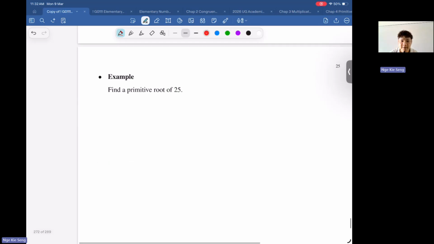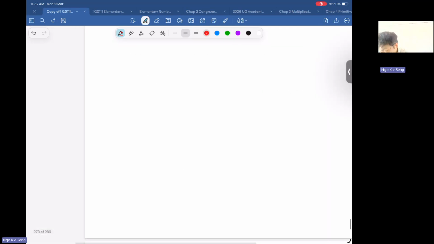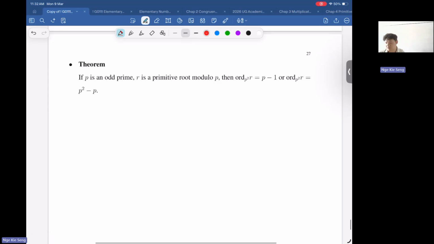Next, shall we do this or do an example? Let me see. Maybe we do the theorem first. Next theorem: if p is an odd prime and r is a primitive root mod p, then the order of r mod p square, so we upgrade our modulo from p to p square, is p minus 1 or the order mod p square of r is p square minus p.